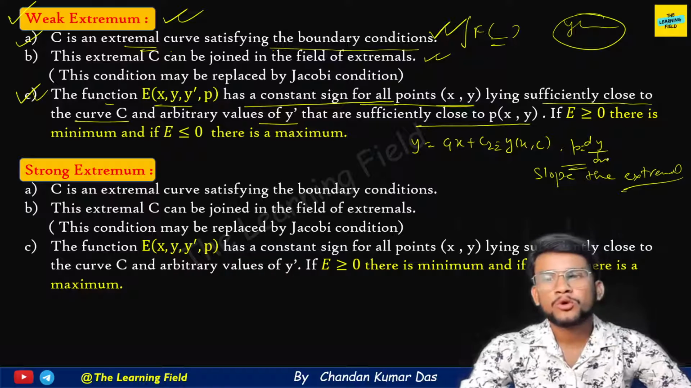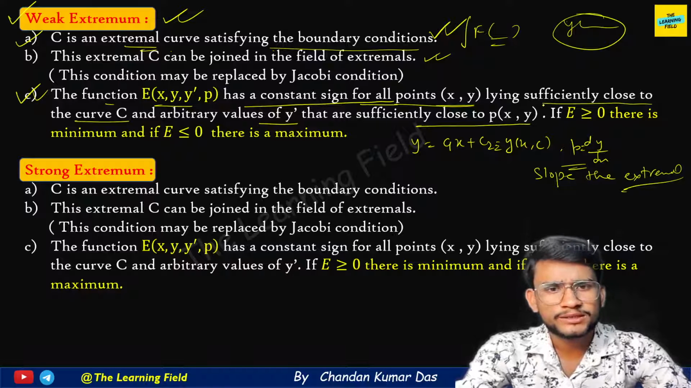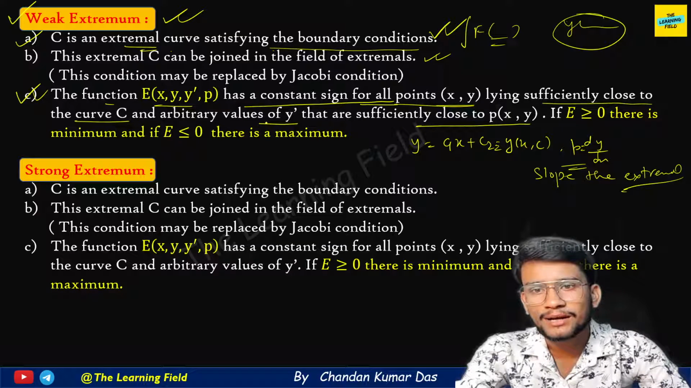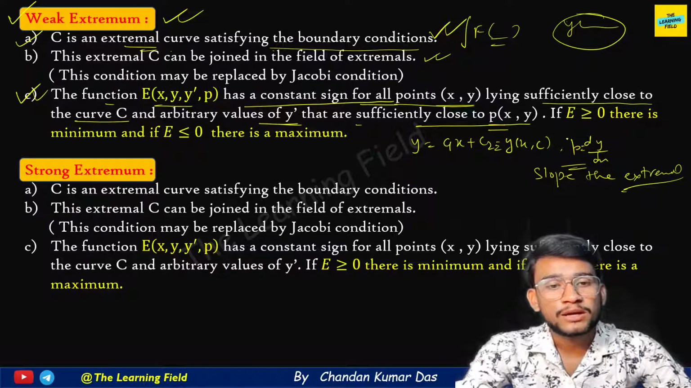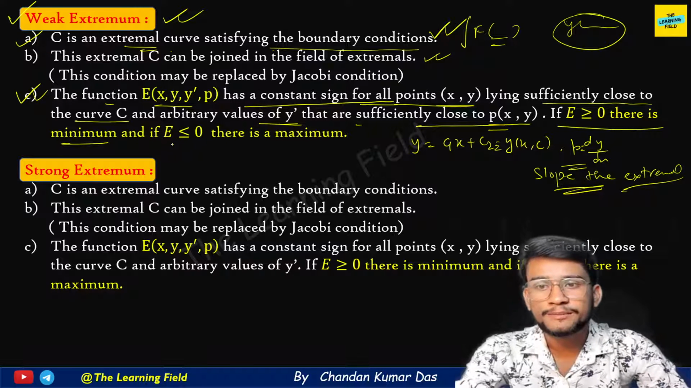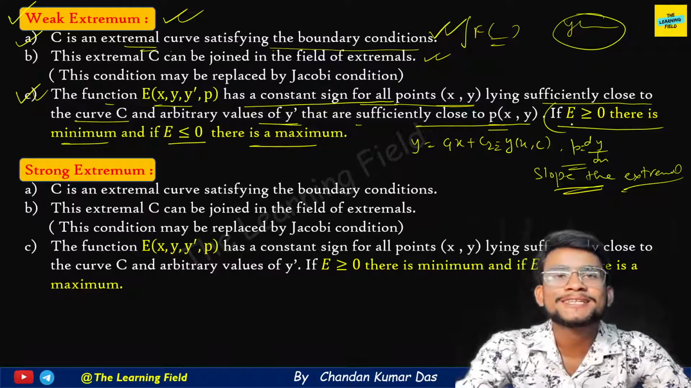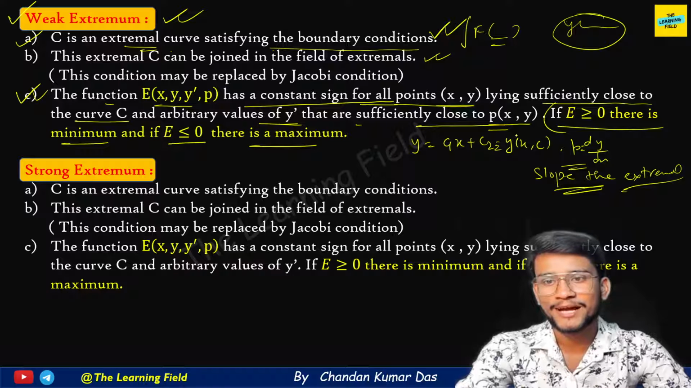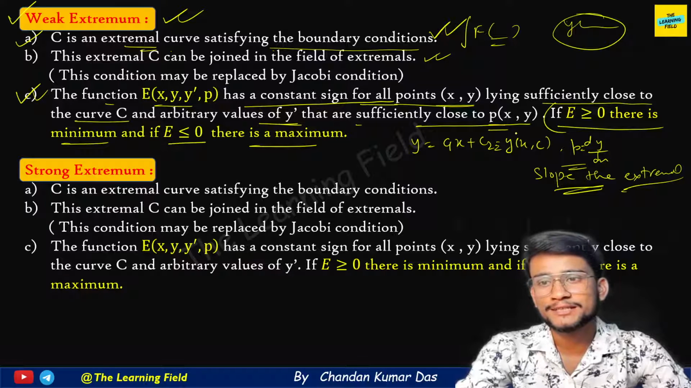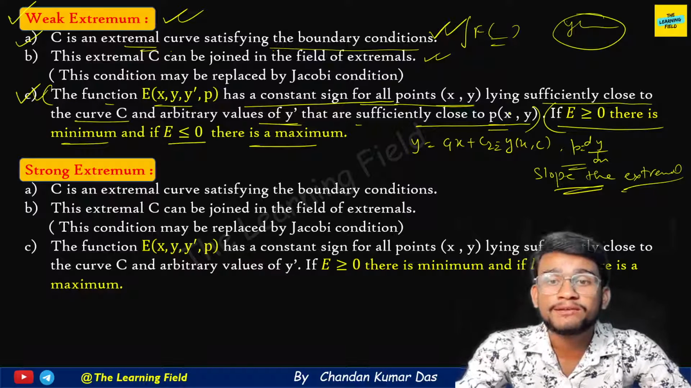P is actually the slope of the extremal. So we take e constant for all points x, y lying sufficiently close to the curve C, and arbitrary values of y dash that are sufficiently close to P. So, sufficiently close to the slope, that means if e is greater than 0, then there is a minimum, and if e is less than or equal to 0, then there is a maximum. So you just calculate e, and if e is greater than or equal to 0, then you say it is a minimum, and if e is less than or equal to 0, you say this is a weak maximum. So these words are very, very important.